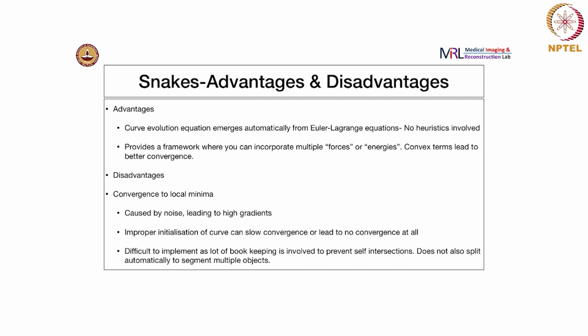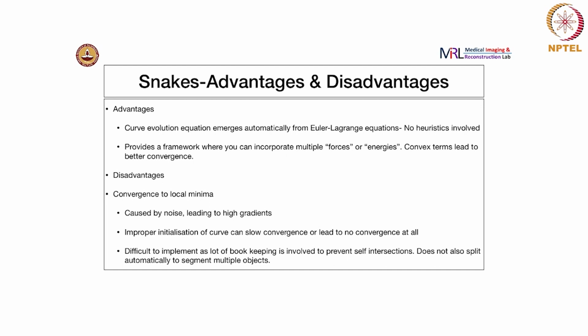We'll see a couple of them, not in detail. Let's mention them. They're called balloon forces, and there's something called the gradient vector field. What is the disadvantage? It converges to local minima. Why would it converge to local minima? If you take any image, a lot of images will have noise, and noise is typically high gradients. So a curve can latch on to a noisy pixel or a group of noisy pixels which might not correspond to the object of interest in the image. And improper initialization can cause slow convergence.